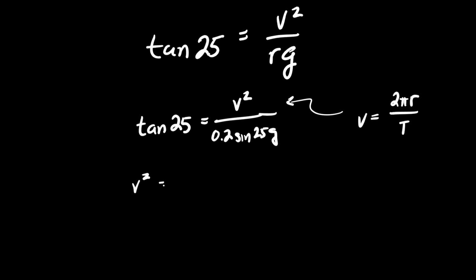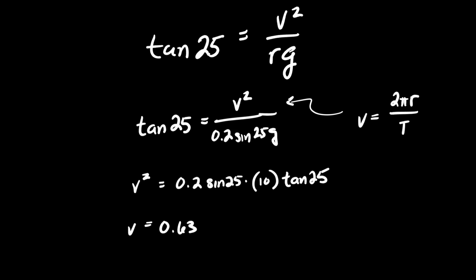So v squared equals 0.2 sine 25 times g, which is 10, times tangent 25. There's no simple way to do that. You just have to punch it into a calculator and get a number. Then take the square root. I'll give you guys a second to do that, and I'll do it too. I would keep more decimal places in your calculator for this, but for right now, I'm going to write that.